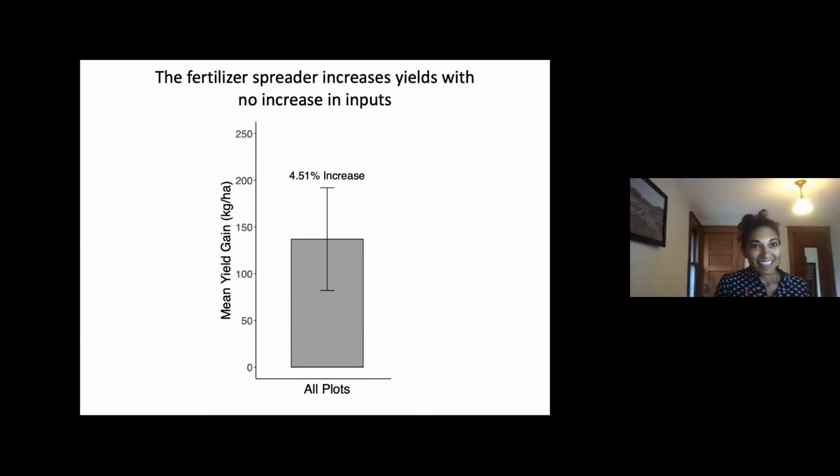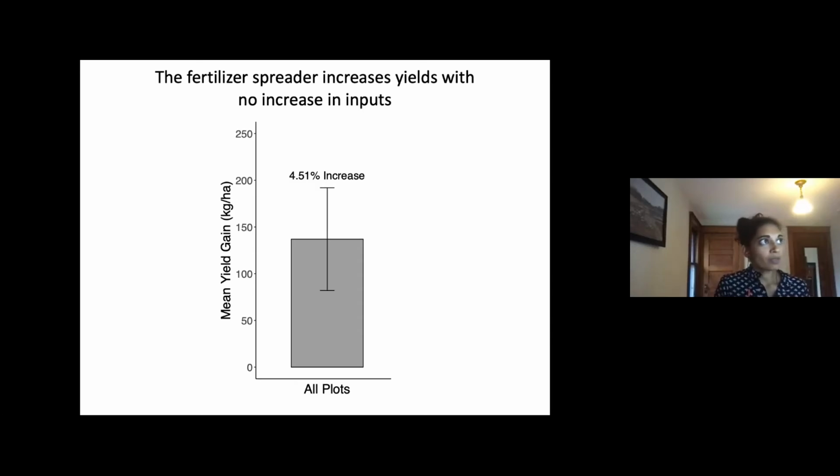You might think that this 5% yield gain isn't really large, but we actually think this is a really big effect because, as I mentioned, overall yield gaps in this area are estimated to be about 20%. So this one low-cost intervention can close yield gaps by about 25%, which is really exciting.